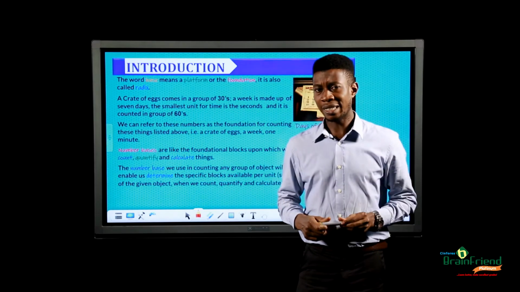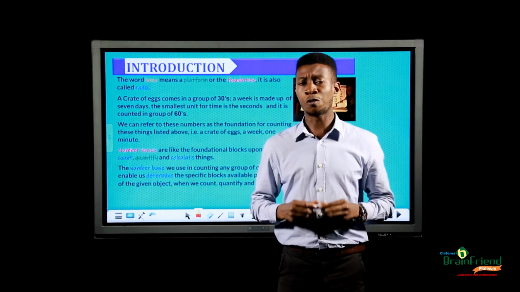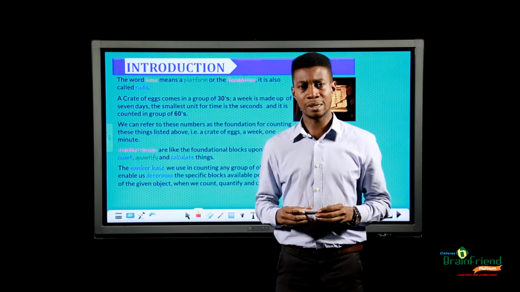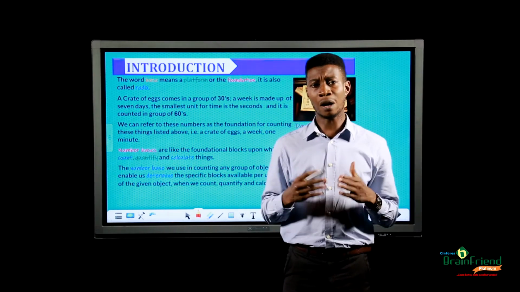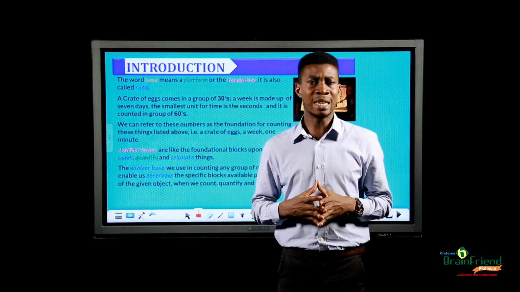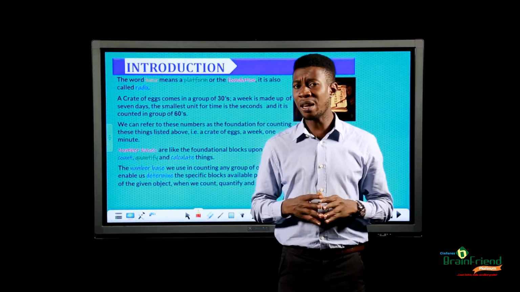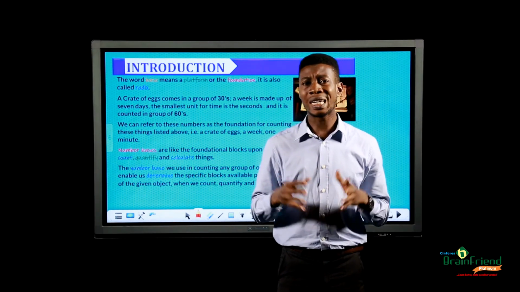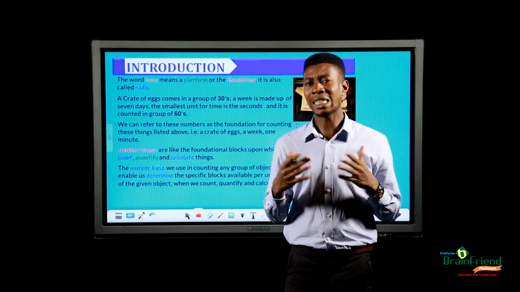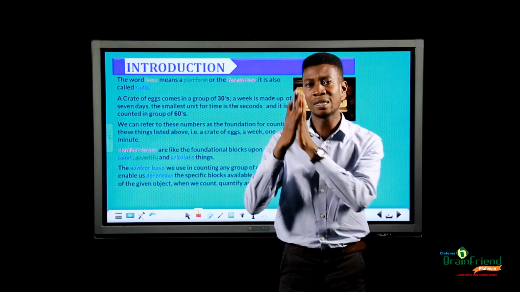Our topic is counting in base 2. So it is very important for us to find out what a base is. A base is simply a foundation or a platform. Another word for base is radix. Now, a number base is simply a foundation on which we count, measure, and calculate things. Our focus here today is the base 2.